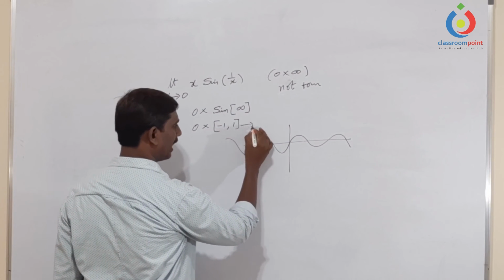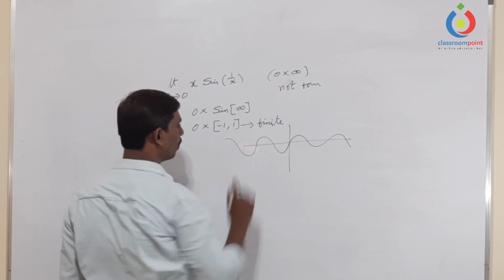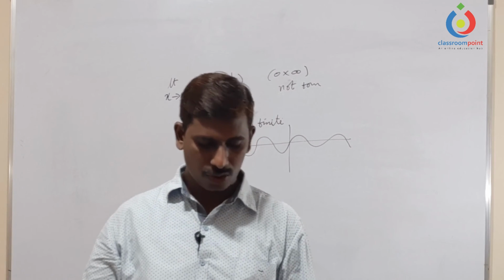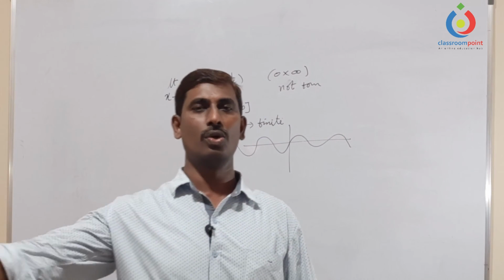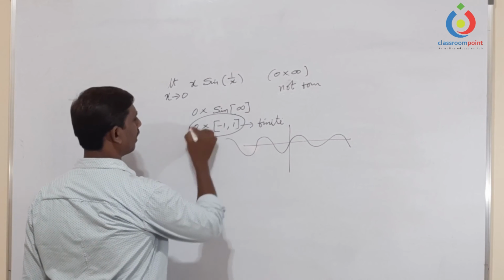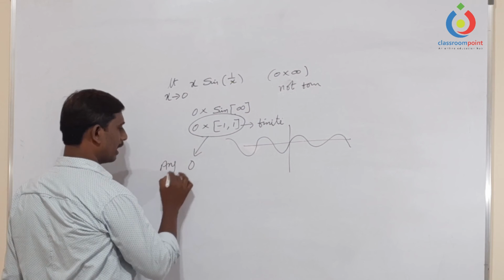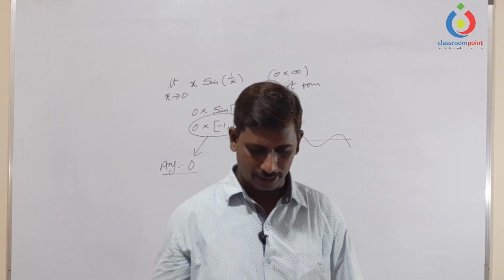This is finite. Remember everyone, this is a finite value. It is not 0 into an infinite value, it is 0 into a finite value. When 0 into finite, the result is always 0 only. The answer will be 0. Remember, that is a very important main point.